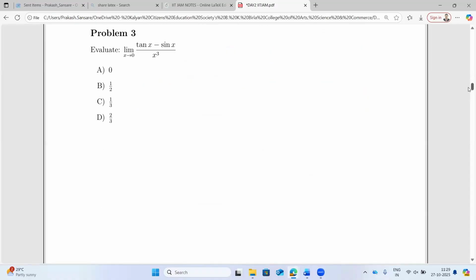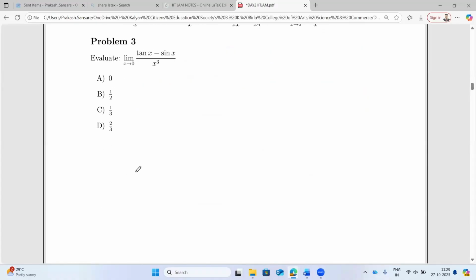Now this is your JAM type question. Evaluate the limit as x goes to 0 of (tan x minus sin x) upon x power 3. So what is your intuition? Of course, in JAM you should always have 100% accuracy. You cannot give a guess. When you write the JAM exam, my strong advice is do not guess, because of course you have negative marking in section A.